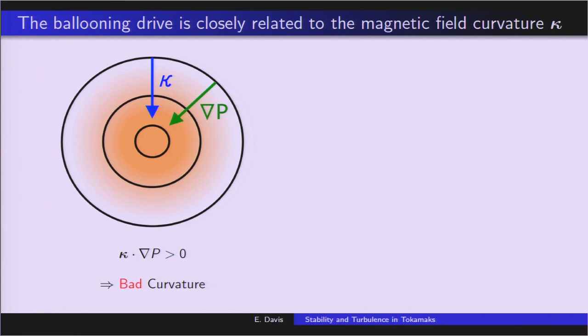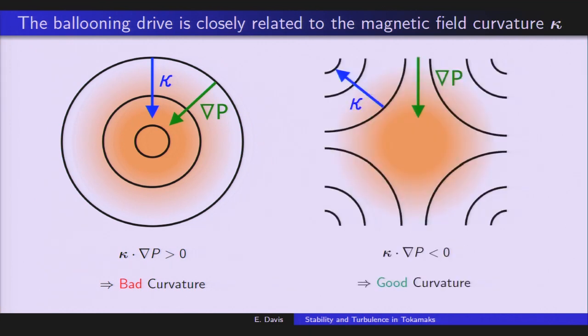Now imagine you have some sort of instability. It starts right here, and it moves outwards. As it moves outwards, it's going to experience a weaker field, and this field is going to be less and less able to push this instability back into the plasma. As a result, it's a bit of a runaway type reaction. It'll allow itself to keep growing. So we say this is bad curvature when the curvature and pressure gradient are aligned.